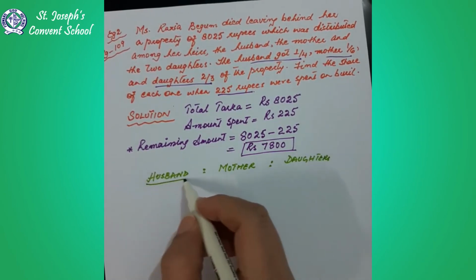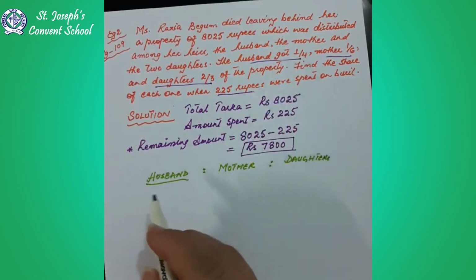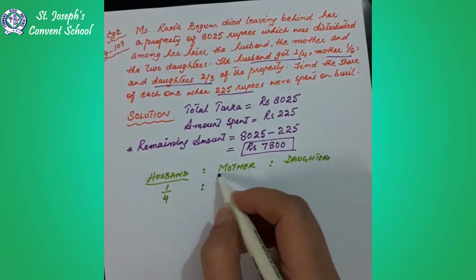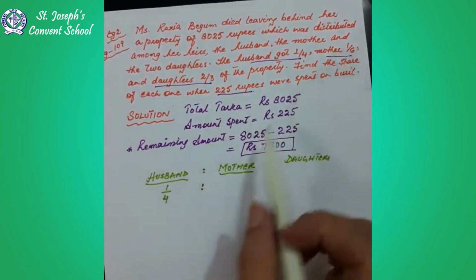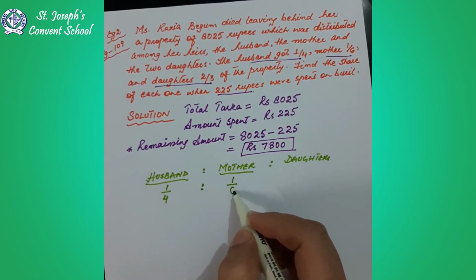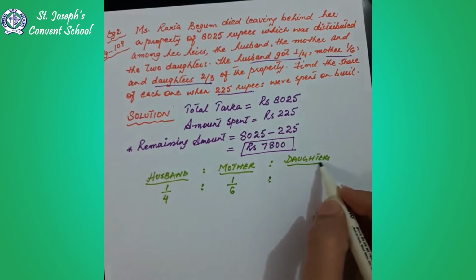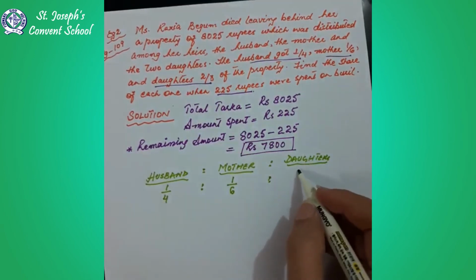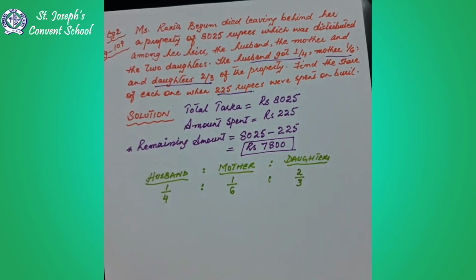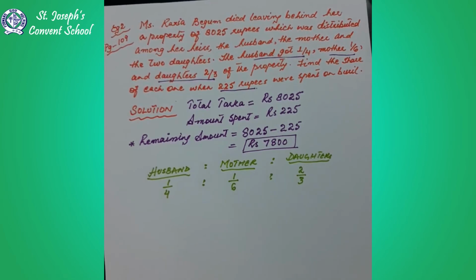Now the husband's share is 1/4, the mother's share in the question is 1/6, and the daughter's share is 2/3. When the remaining amount is not written, you will solve it like this. You write all the shares and find the ratio. Now when fractions are given, we do proportional division.